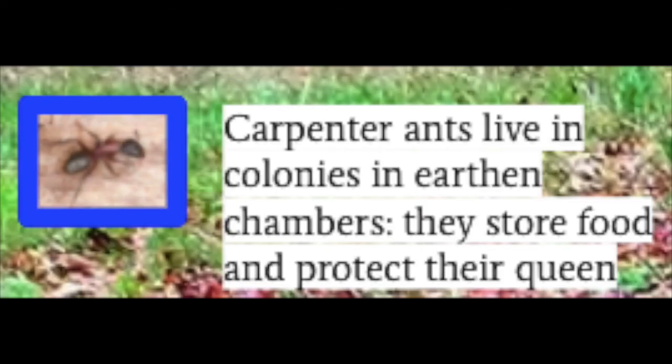An example of colonies and swarming is the carpenter ants. Carpenter ants live in earthen chambers that have ant hills that can be several feet high. They store food and protect their queen. They help trees grow by excavating soil. Their colonies have 3,000 to 100,000 ants, and they use formic acid to defend themselves against predators. The formic acid is sprayed from their abdomens.